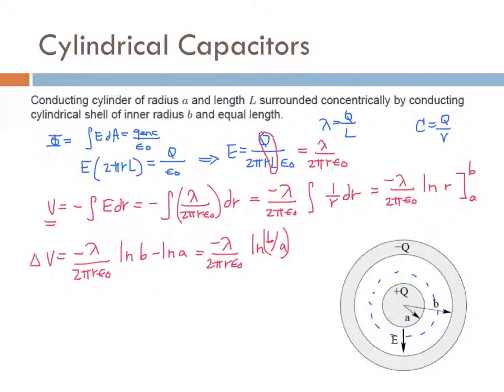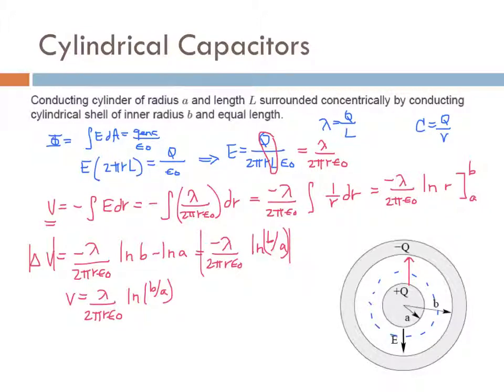Now again, this is my potential difference. I know that my potential difference is decreasing as I go from Q to negative Q. So I'm just going to get the magnitude and say that my potential is equal to lambda over 2 pi r epsilon naught times natural log of B over A.